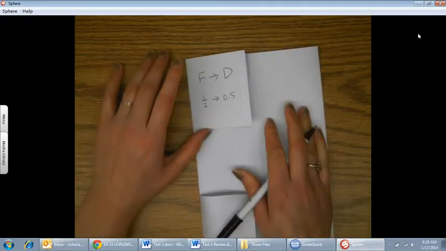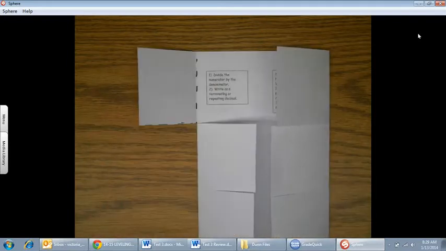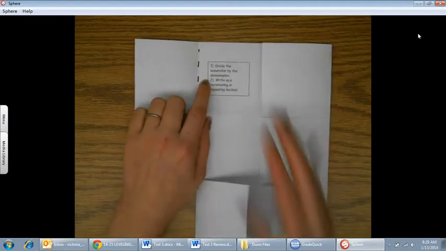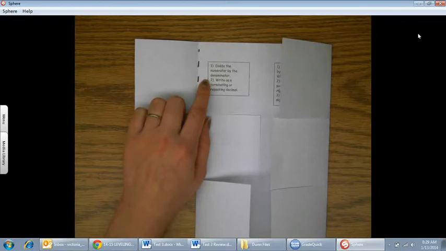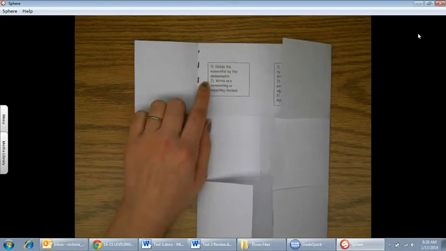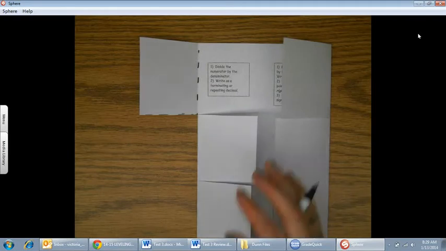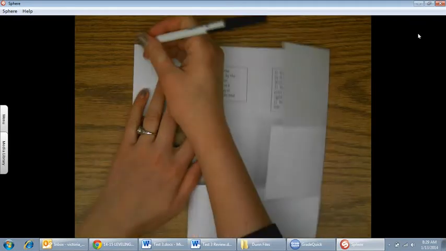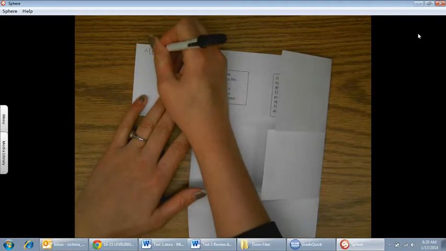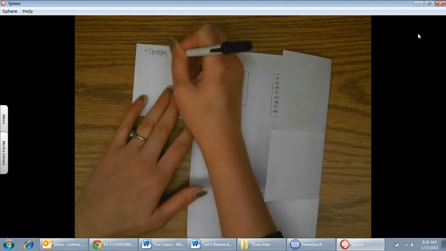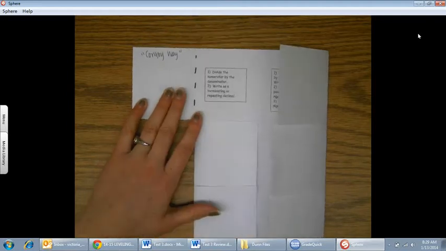So if you open it up, here are the instructions for how to do so. You have to divide the numerator by the denominator and write it as a terminating or a repeating decimal. So basically, you're going to do what I call the cowboy way. And let me zoom in so that you can see this a little bit better.